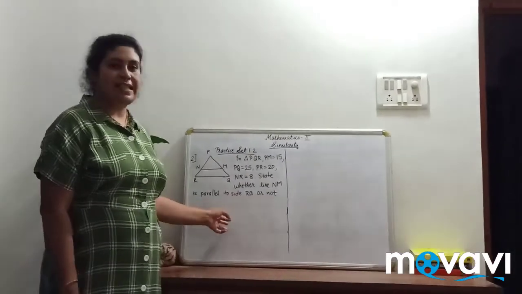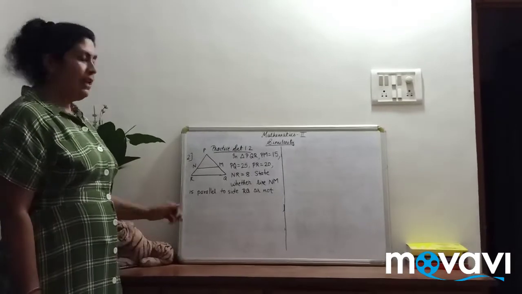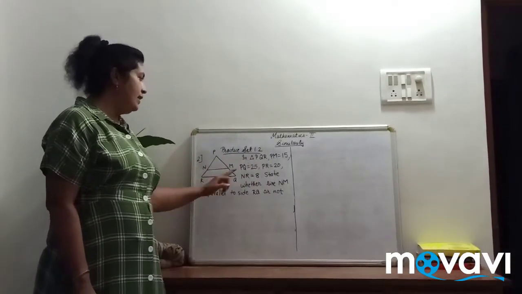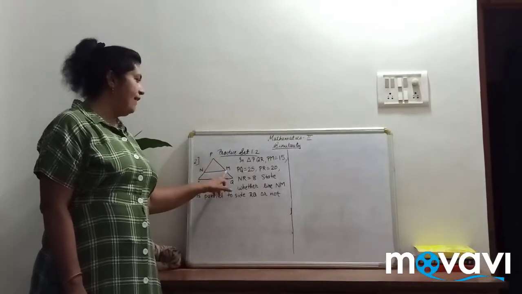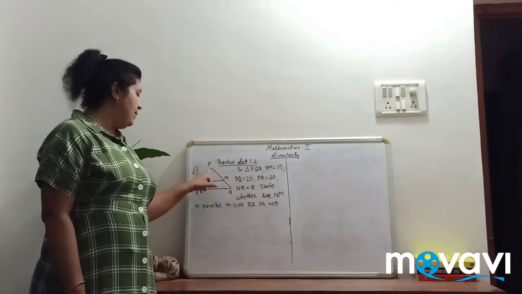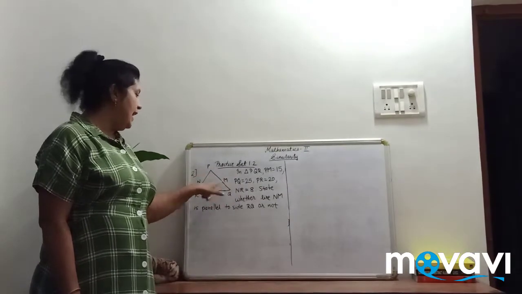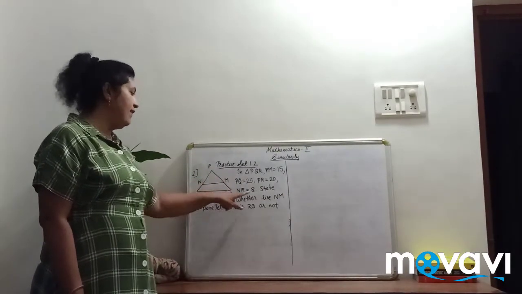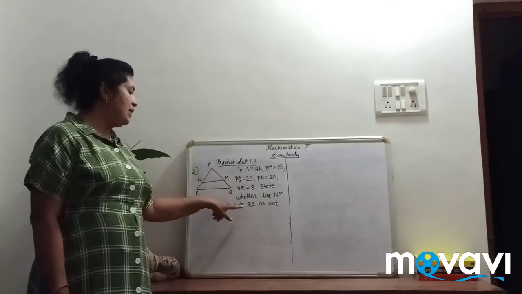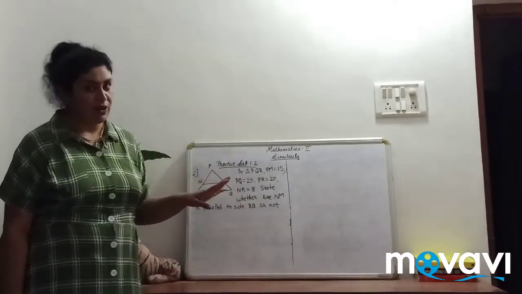So this is your second example. Let us see what has been given to us. In triangle PQR, PM is given as 15, PQ is given as 25, PR is given as 20 and NR is given as 8. You have to state whether line NM is parallel to side RQ or not.